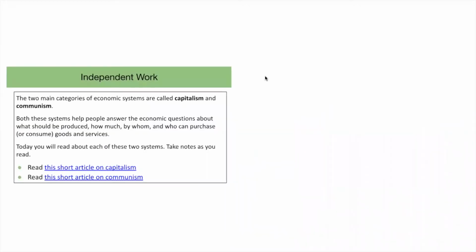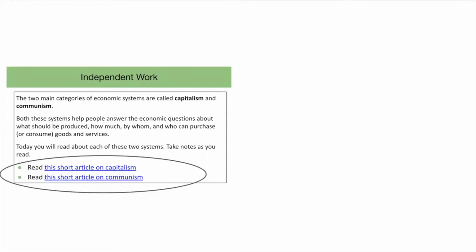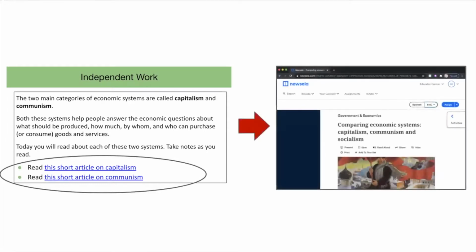So I was specifically looking at this slide in the lesson where students are reading a short article on capitalism and communism in order to compare and contrast the two main categories of economic systems. However, like I mentioned earlier, oftentimes these articles are above the reading level of some of our students with special needs. So let's take that portion of this lesson and let's go ahead and find some level text on Newsela so that we can support all of our learners in completing this lesson.